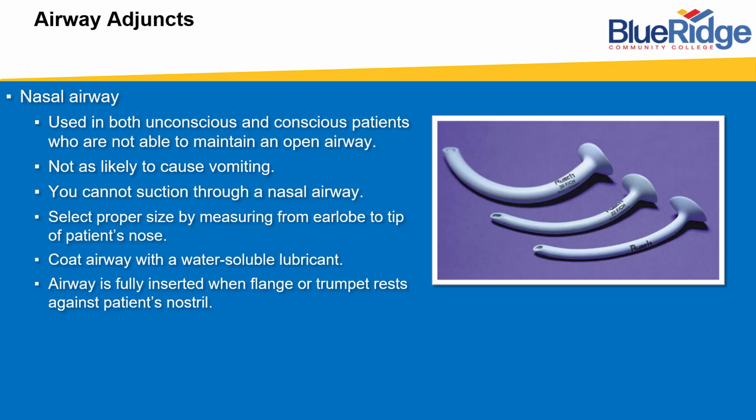Coat the airway with some water-soluble lubricant before inserting it, such as KY jelly or Surgilube. The airway is fully inserted when the flange or the trumpet rests against the patient's nostril. So this side, it goes in first, this distal end with the bevel, and this is the flange up here that will be resting on the outside of the patient's nostril.